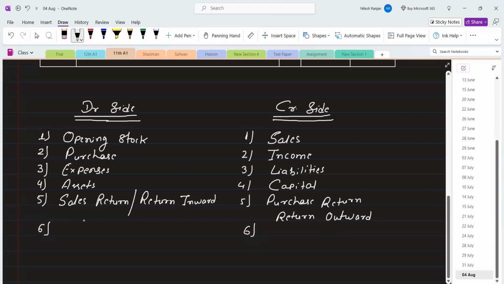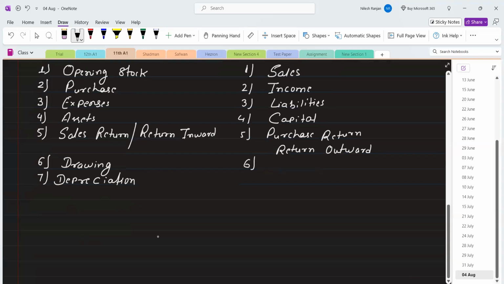Now, drawing will be on the debit side. If depreciation is given, then it will be on the debit side. So these are the items that we have to write on the debit side. Please write these. After that, we will discuss a portion.